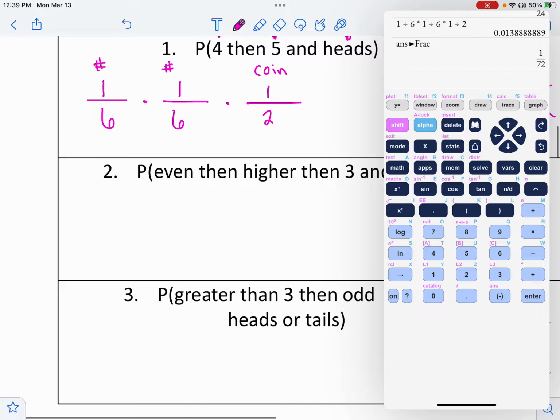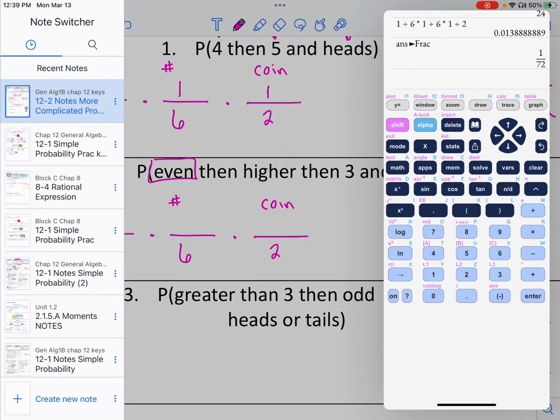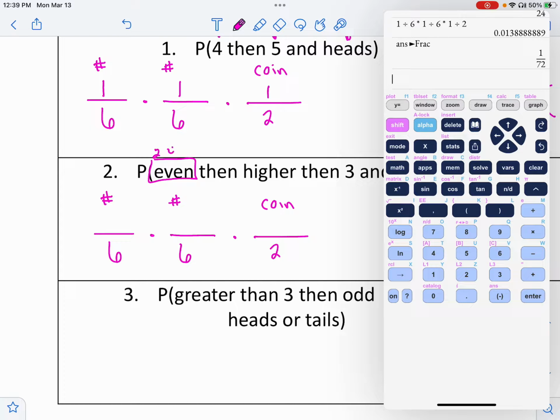Now remember, this is essentially going to be the same thing. So let's see how that's going to change. So we are going to do an even. Well, how many evens are on a number die? Evens would be 2, 4, and 6. So that's 3. Higher than 3 is 4, 5, and 6.